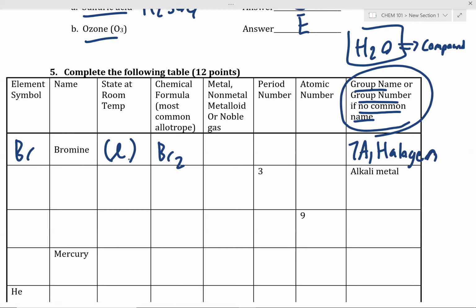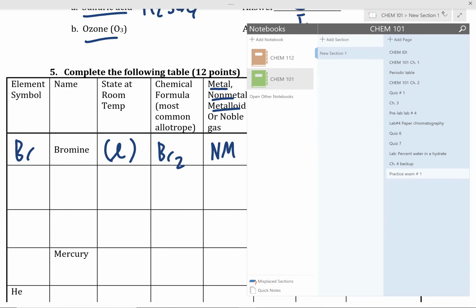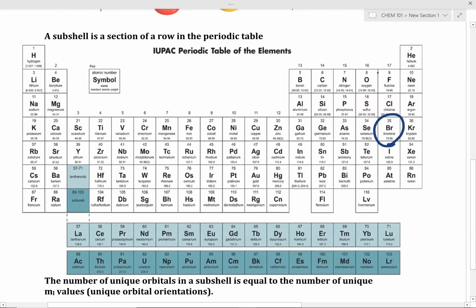Yes? Would we get marked down if we just put halogen instead of? Oh, yeah, halogen would receive full points. 7A, you'd get a slight markdown because I wanted the group name. Is bromine a metal, non-metal, or metalloid, or a noble gas? Non-metal, yeah. Yes. So on the halogen, in that column, all of them will be the 2. Yes, so looking at the periodic table, all of our halogens are diatomic. They have the form X2.